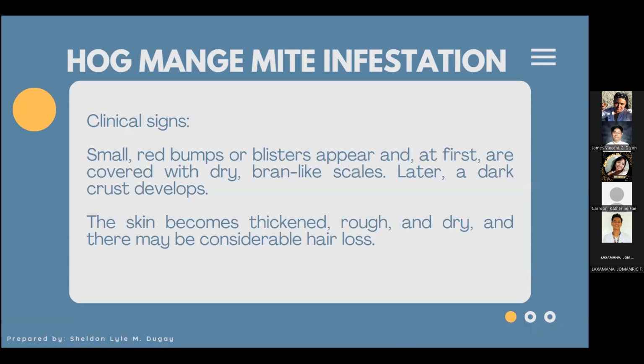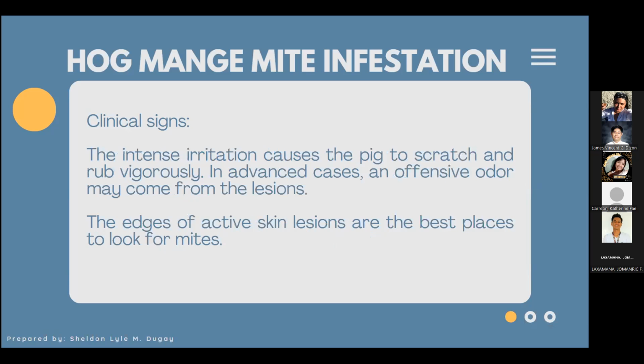Clinical signs, small red bumps or blisters appear and at first are covered with dry, bran-like scales. Later, a dark crust develops. So the skin becomes thickened, rough, and dry, and there may be considerable hair loss. So parang katulad lang din siya ng sarcoptic mange, pero sa pigs.